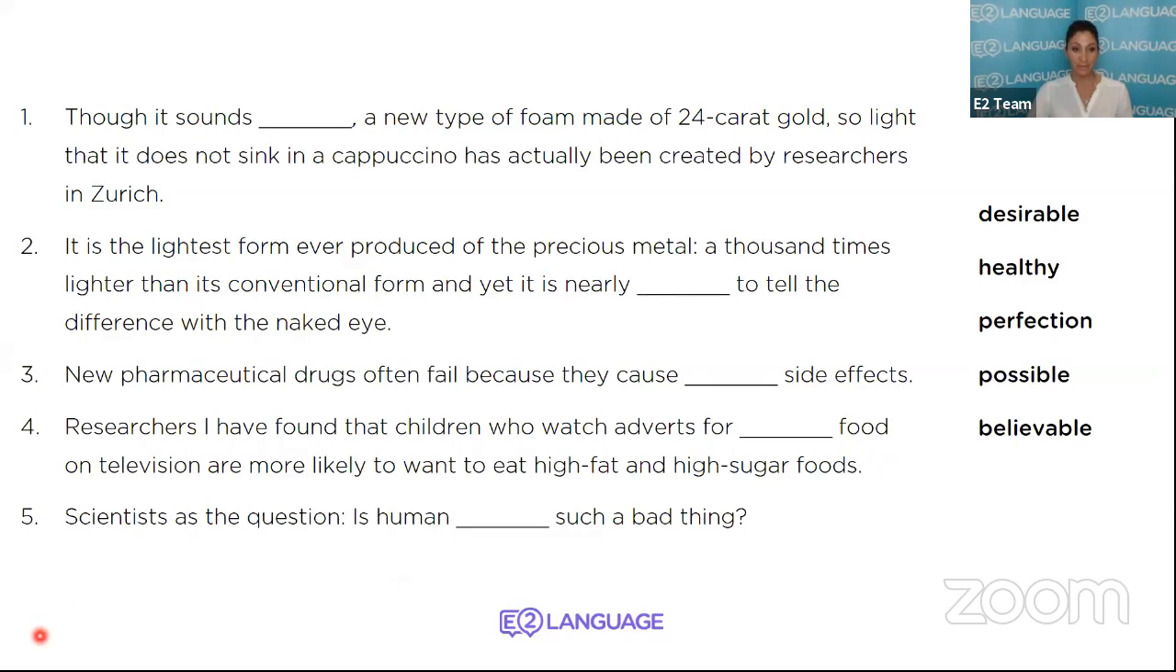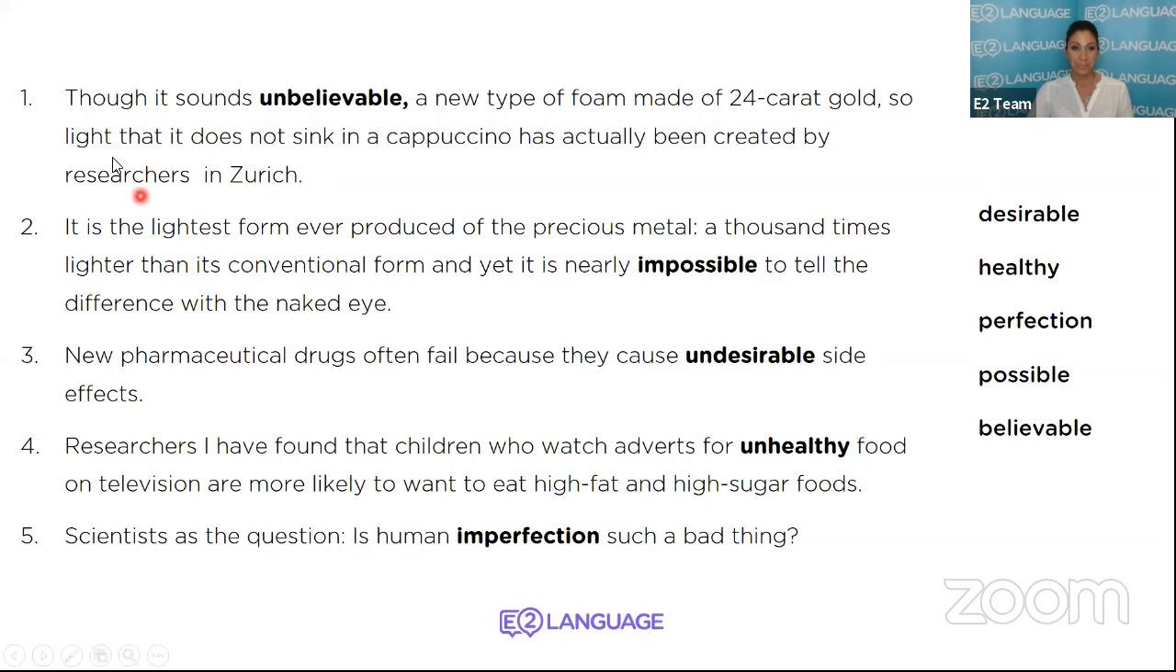Okay, great. Let's have a look. So we have unbelievable. Though it sounds unbelievable, a new type of foam made of 24-karat gold, so light that it does not sink in a cappuccino, has actually been created by researchers in Zurich. Then it is nearly impossible to tell the difference with the naked eye.